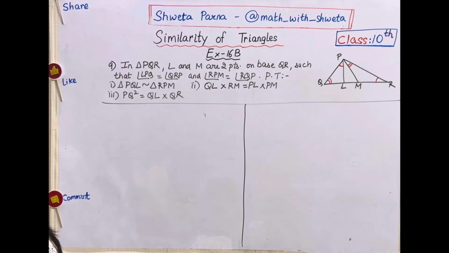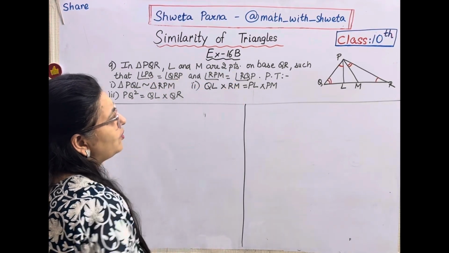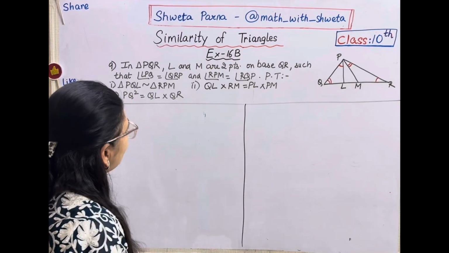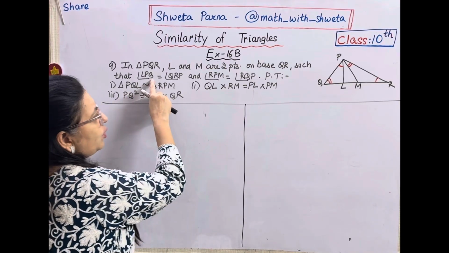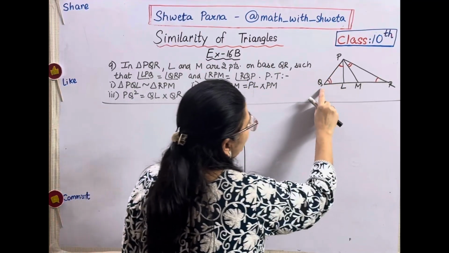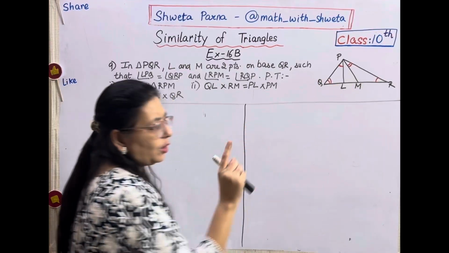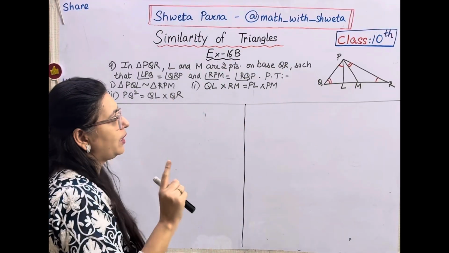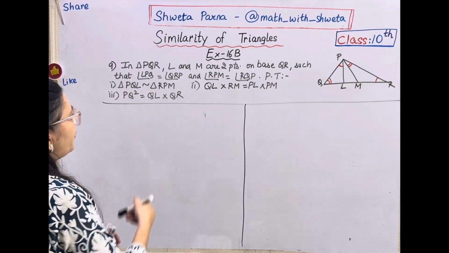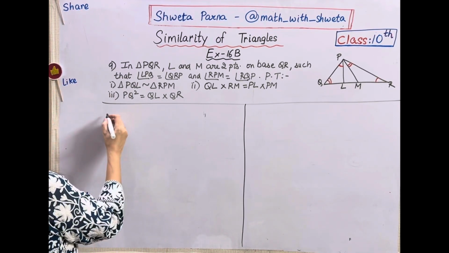Let's go to question number 9. In triangle PQR, L and M are 2 points on the base QR such that angle LPQ, I have marked it, and angle QRP are equal. So these two angles are equal and these two angles are equal. Always differentiate whenever you are marking the angles. You have to prove that triangle PQL is similar to triangle RPM.